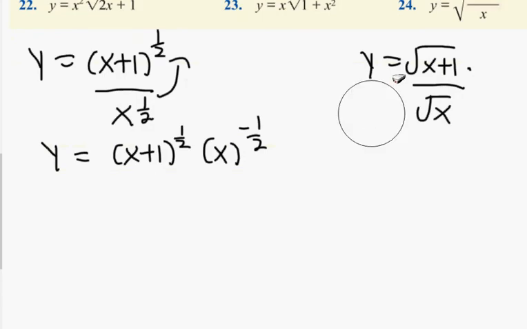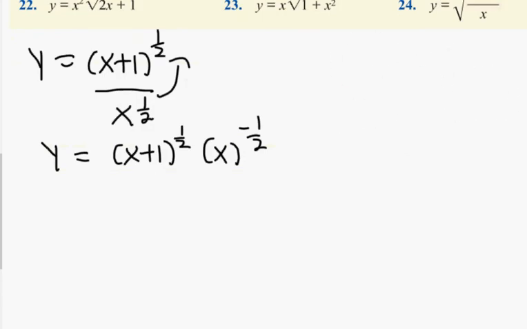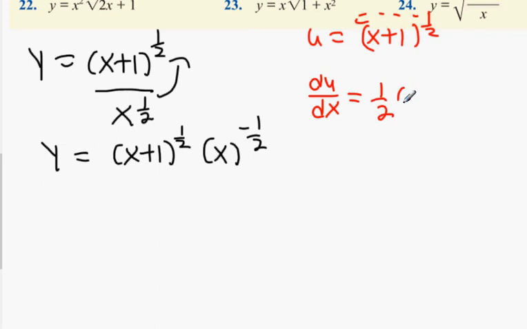Okay? Now that that's done, what's going to happen next is this. We're going to say u is what, guys? u is x plus 1 to the power of a half. Then, what's du dx? Half by x plus 1, take 1 away from the power, to the power of minus a half. And don't forget the extra part. What's the extra part?